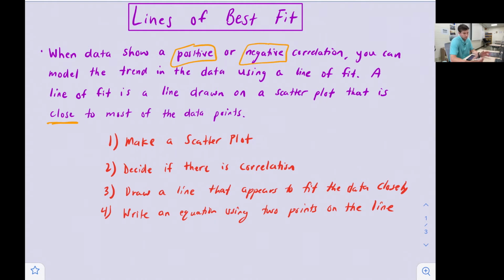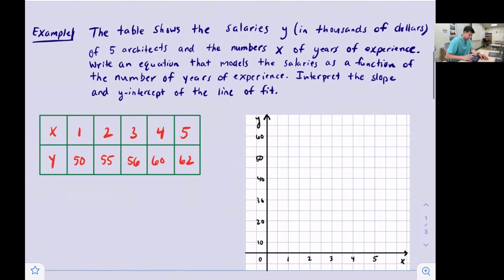So when we do this, we're just trying to put the line in the best position possible, right? If we're trying to draw our line on a scatter plot, theoretically we would want the same number of points above the line that we draw as we have below the line. Then we will write an equation using 2 points on the line. This could be 2 points from your data set, but it doesn't have to be. It needs to be 2 points that are on the line that you draw. All right, so let's look at an example.